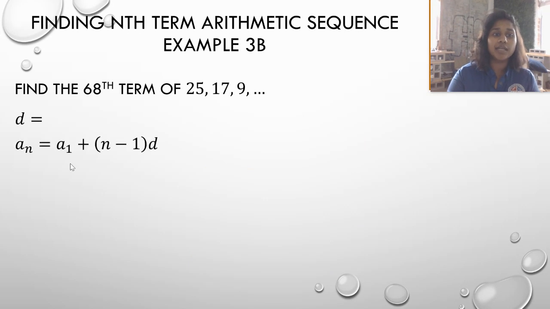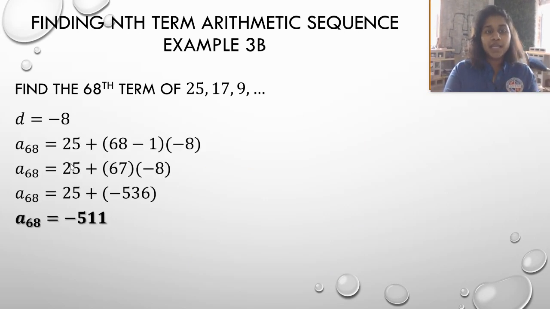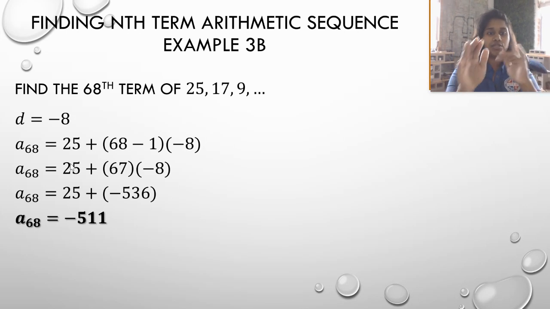So let's go ahead and get our SCEDA set up. We need the d value. We need our explicit formula. Our d value here is negative 8. And as you can see, I've already typed through all that information for you. And ta-da, we get the answer, negative 511. Can you imagine going from 25 to negative 511 by just subtracting 8 that many times on your calculator? So that's one of the reasons why this is such a really good pattern to start to understand and use.